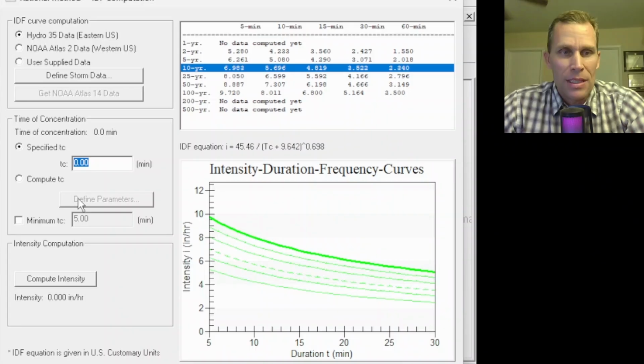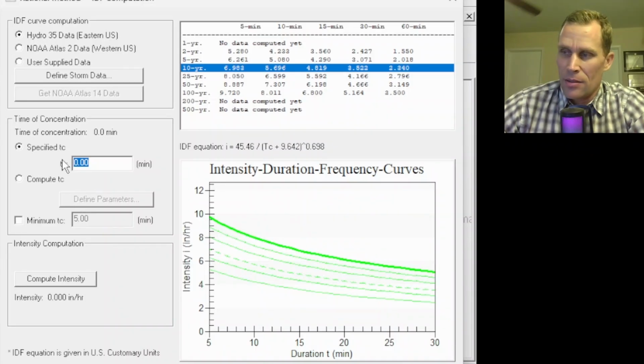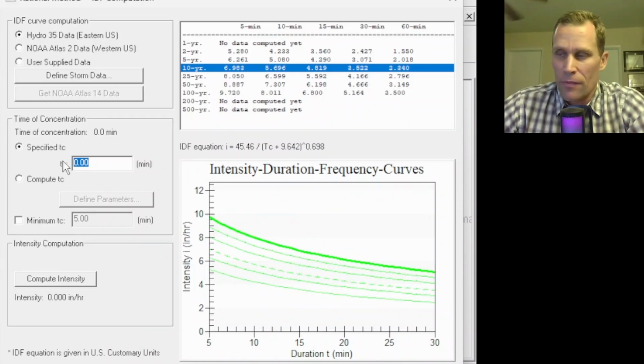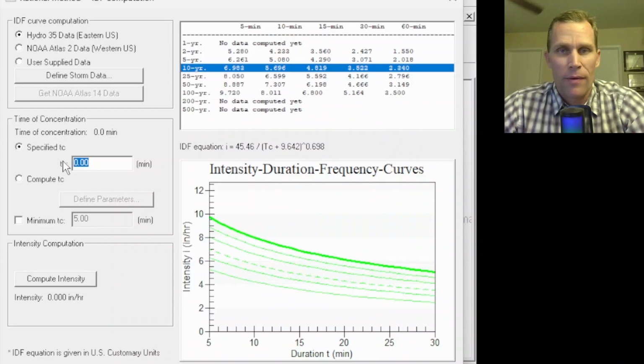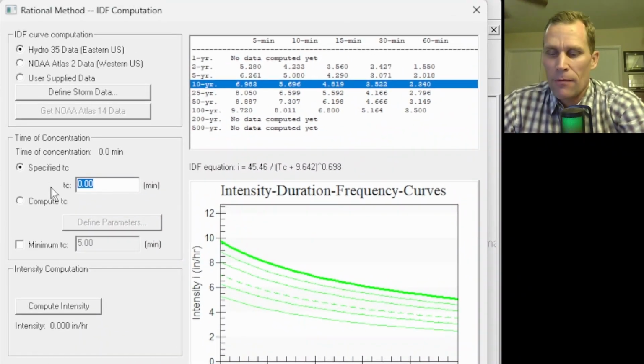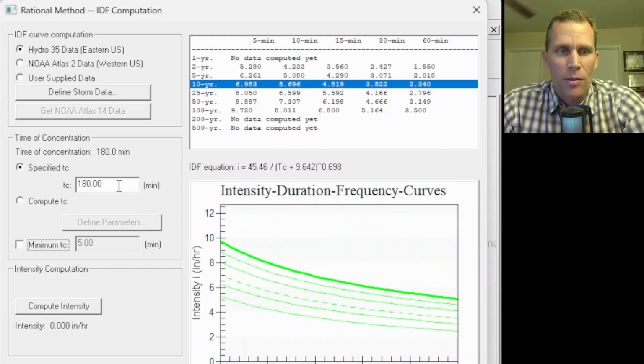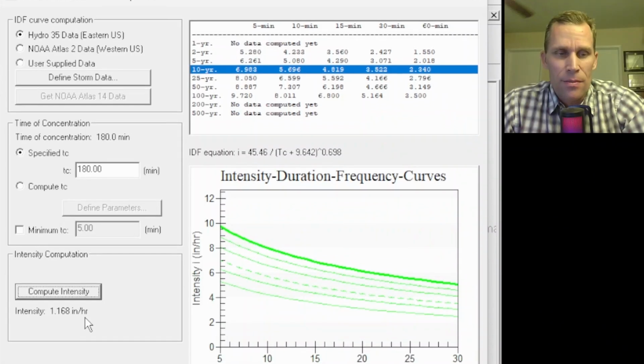And then we'll continue decreasing the time of concentration until we get to the second flow rate of interest, which is 199.5 CFS. Okay, so I'm just going to randomly throw out a time of concentration here. I'll say, how about 3 hours? That's probably too large, but that's also the point. So I'll tab off and then I'll click on compute intensity. It's giving me 1.168 inches per hour.